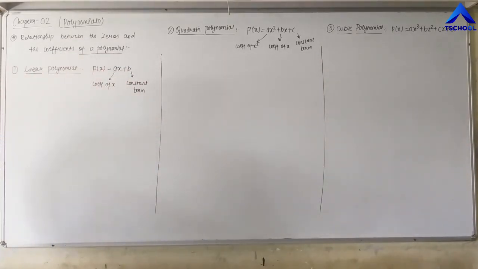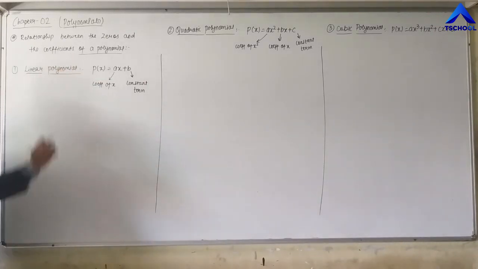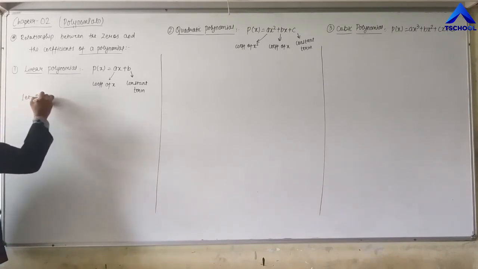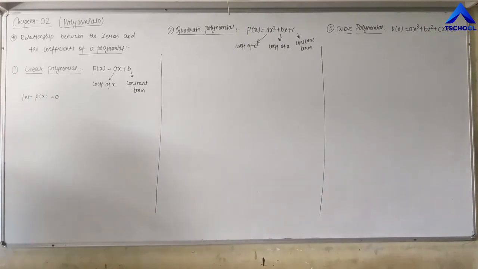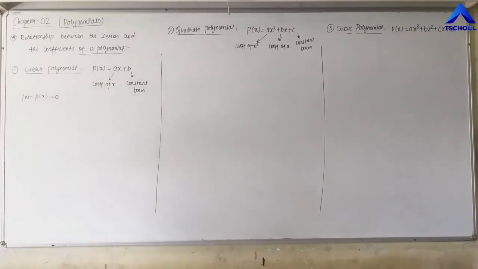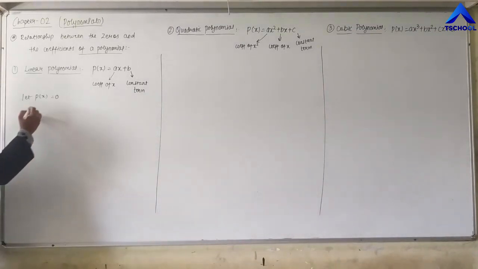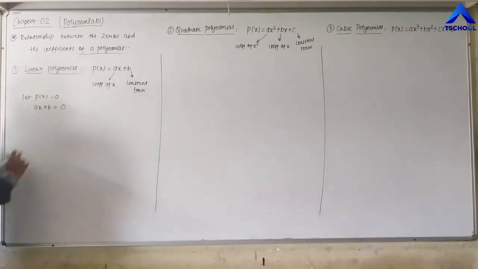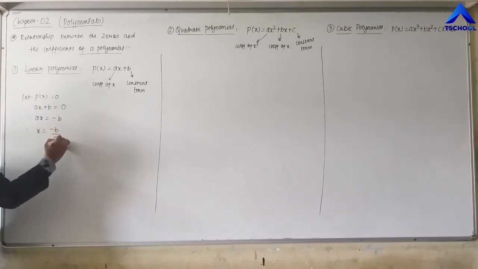Now we need the relationship between these. So first of all, let us find out the zeros of this. How to find out the zeros? The basic definition is let p of x is equal to 0. We will assume that p of x is equal to 0. That means we will assume that the value of the polynomial is equal to 0. So if it is equal to 0, then ax plus b is equal to 0, because p of x is equal to ax plus b, right? Therefore I can say that ax is equal to minus b, this plus b will go on the other side, and hence x is equal to minus b upon a.